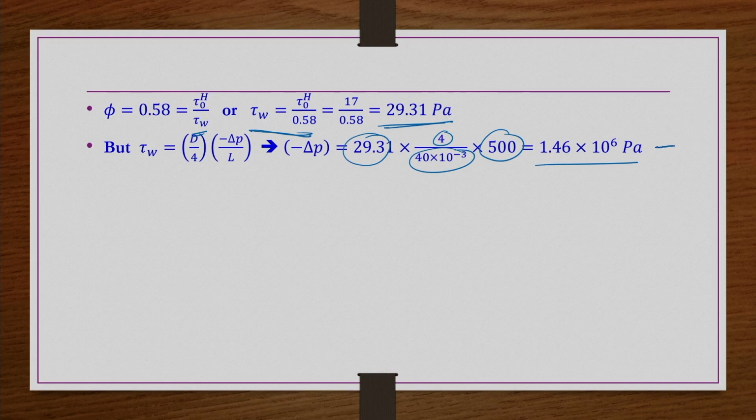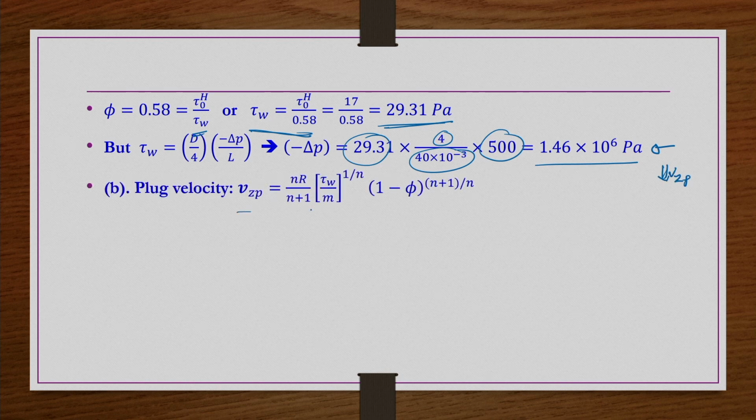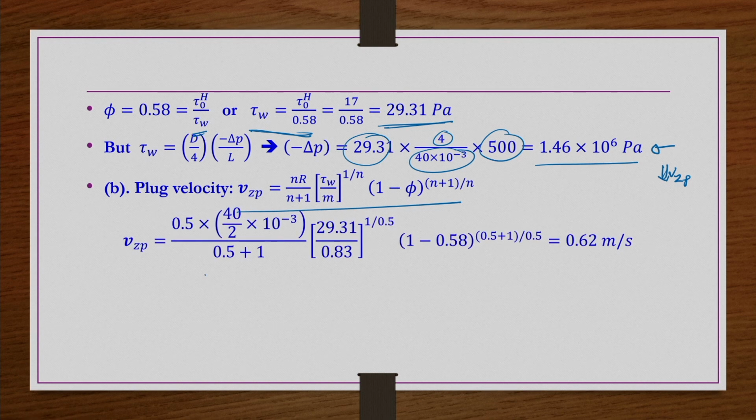So, the first part of the problem is solved. Second part of the problem, if this is the delta p, what is the corresponding plug velocity? So, VZP is this one. Now here in this equation everything is known including tau w, which is 29.31. So, you substitute all these values and then calculate, you get 0.62 meter per second. So, the second part of the problem is also done.